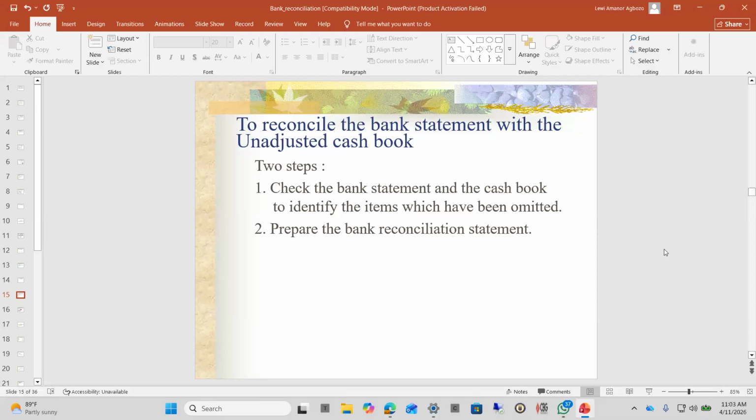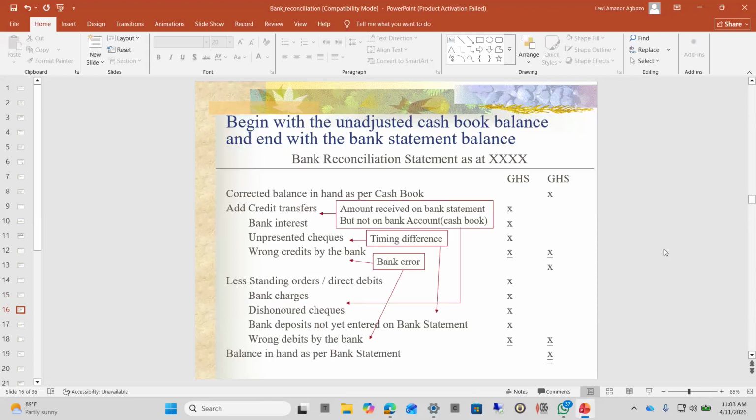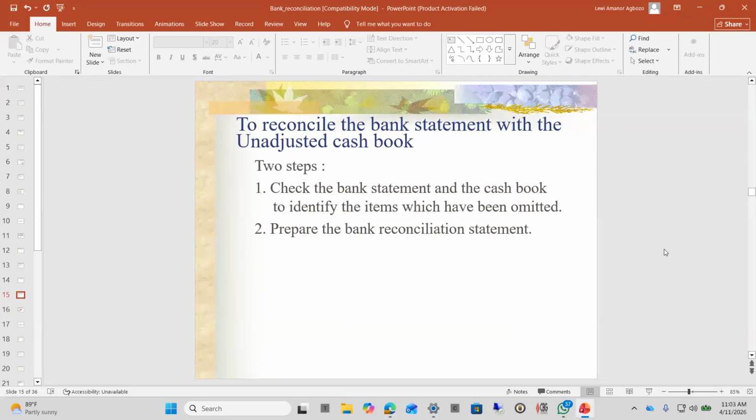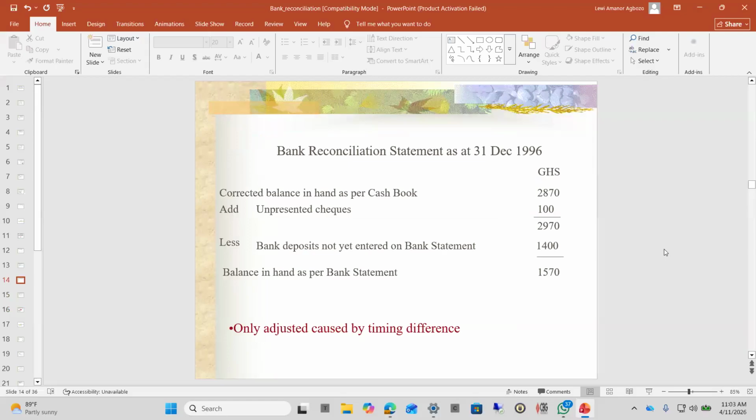And in the bank reconciliation, you only take note of the unpresented checks and the uncredited checks. Is that okay? Yes, please. Good. So we will end it here, and the next time we'll come and continue with the reverse, the other side of it.